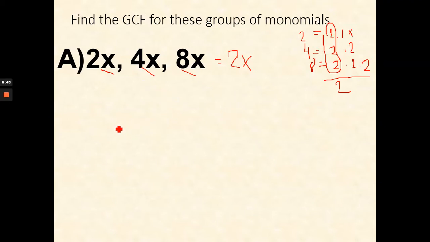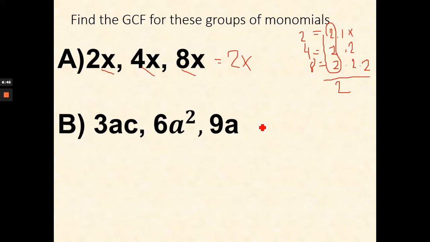You need to get the x. Okay? The next one we have here, the coefficients 3, 6, 9. Let us factor. 3 is 3 times 1. 6 is 3 times 2. And 9 is 3 times 3. Do they have a common factor? Yes, and that is 3. Therefore, 3 is the common factor of 3, 6, 9.